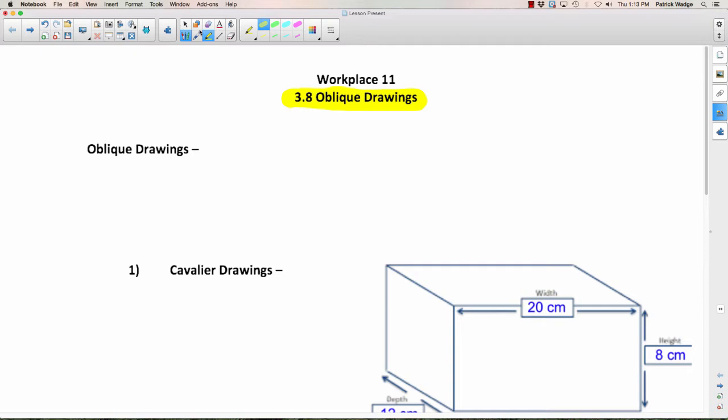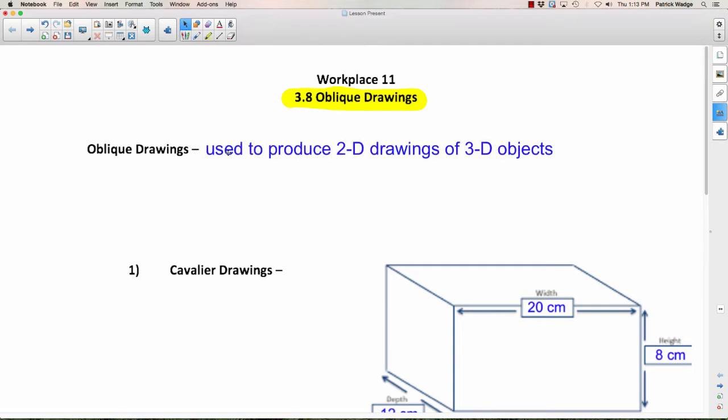So oblique drawings, what makes them unique is the following. They're used to produce 2D drawings of 3D objects. Well, that's not unique, so do the other things. Again, you have three-dimensional objects and you put them on a two-dimensional surface, a piece of paper, computer screen, whatever. They're shown face on, so it's like you're directly in front of the object.